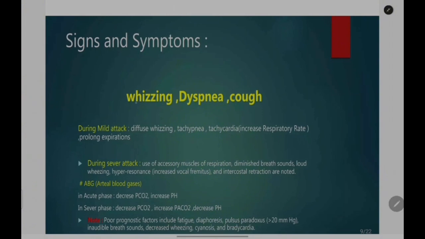Signs and symptoms: wheezing, dyspnea, cough. During a mild attack: diffuse wheezing, tachypnea, tachycardia, which means increased respiratory rate, and prolonged expiration. During a severe attack, use of accessory muscles of respiration, diminished breath sounds, loud wheezing, hyperresonance, increased vocal fremitus, and intercostal retraction are noted. Arterial blood gases: in the acute phase, decreased PCO2 and increased pH. In the severe phase, increased PCO2 and decreased pH. Poor prognostic factors include fatigue, inaudible breath sounds, decreased wheezing, cyanosis, and bradycardia.